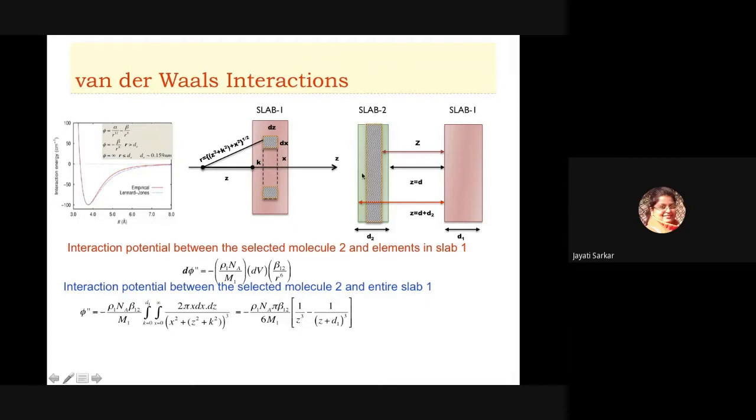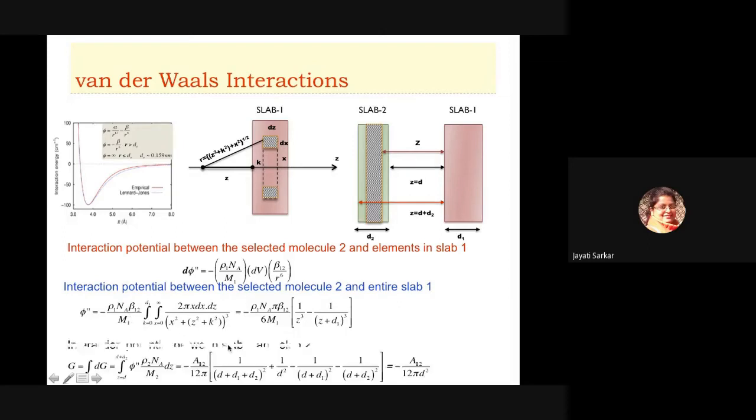So once you have found out the interaction of one molecule of slab 2 with slab 1, you can integrate this potential throughout the other slab. If you do so, the interaction potential between slab 1 and slab 2, phi double prime, was the interaction between one molecule and the entire slab 1. There are so many molecules, ρ2 N2 by m2 into dz is the volume of the molecules present in slab 2, and if we integrate it, we will get the entire interaction between these two slabs.